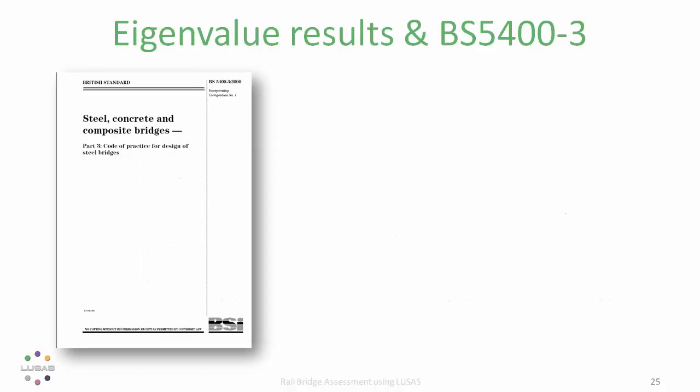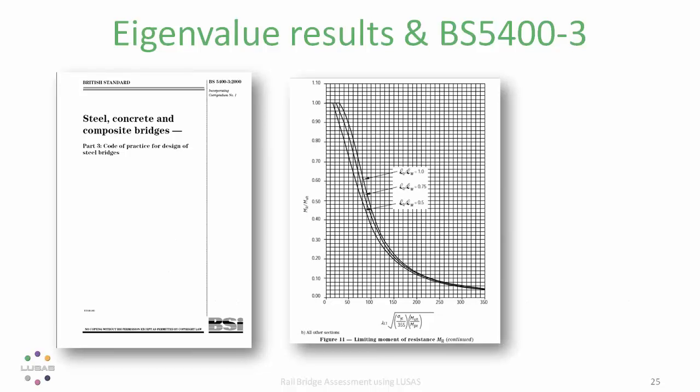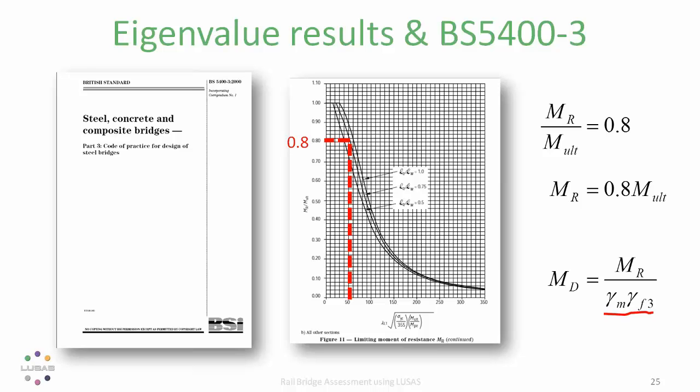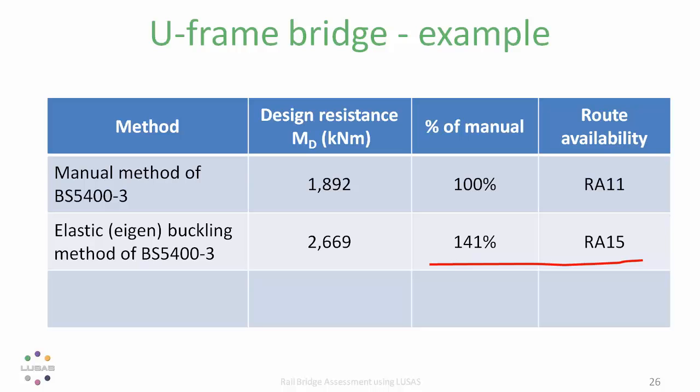And then we can use figure 11. With the slenderness entered on the x-axis, we can find the moment of resistance as a proportion of the ultimate moment. In this case, 80% of the ultimate moment, which is the plastic moment because the section is compact. And the design resistance, MD, is obtained from MR just by dividing by the partial factors for material and load effect, gamma m and gamma f3. This is very similar in approach to the Eurocode. In this instance, this eigenvalue and codified method gives us 41% greater capacity compared to the manual method of BS 5400 Part 3 and increases the route availability quite significantly as well.